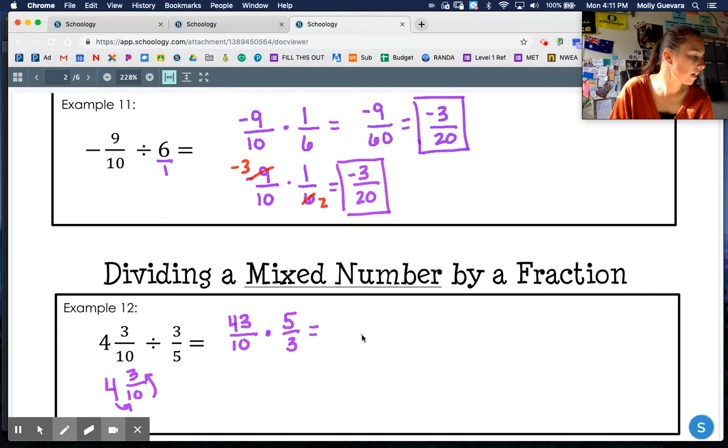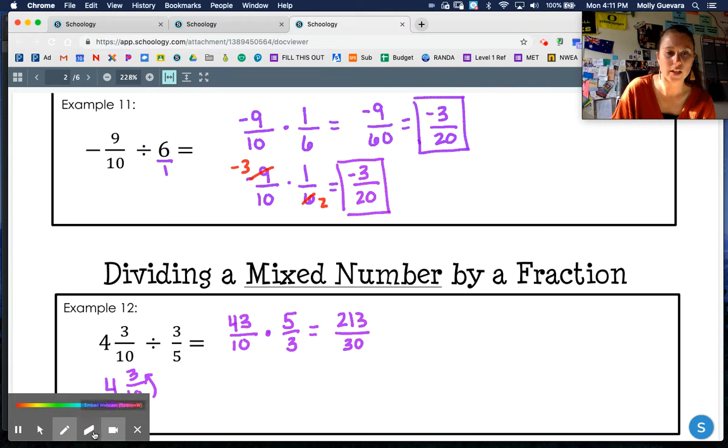So again, if I multiply straight across, 43 times 5 is 213. 10 times 3 is 30. Sorry, this is 215. Wow. I was like, that doesn't make sense. 215. Now 5 goes into both of those, so if I reduce, I get 43 on top and 6 on bottom.